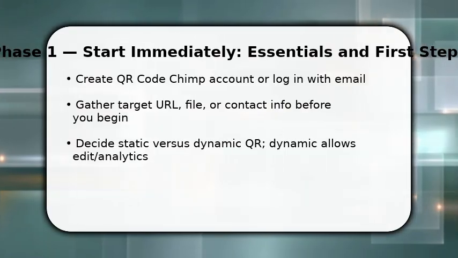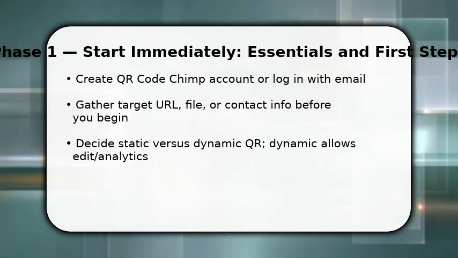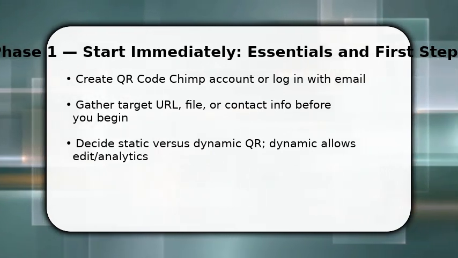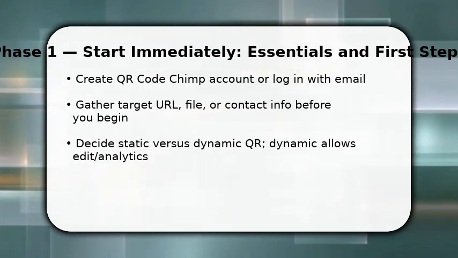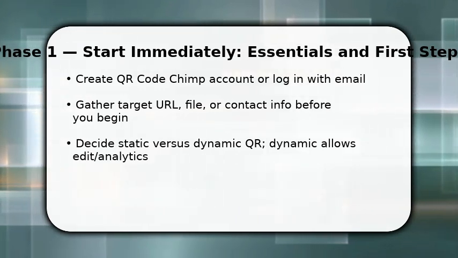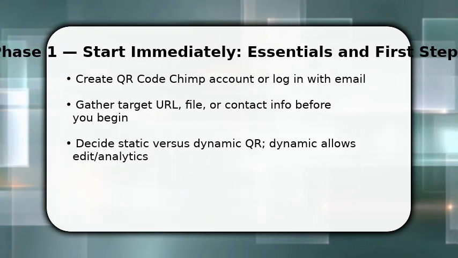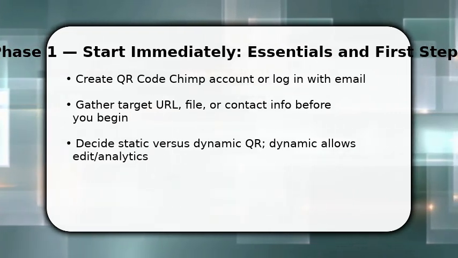You open QR Code Chimp and sign in, then link the asset you want: URL, PDF, vCard. Begin with a clear goal so you don't rework designs. Choose static for one-time use. Choose dynamic if you plan to update or track scans.